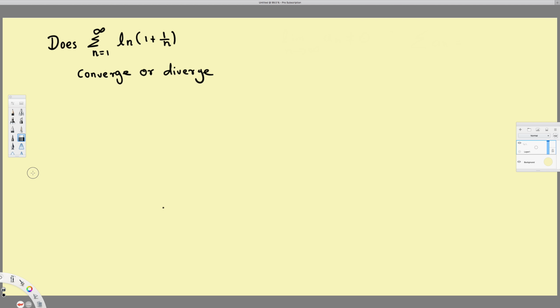Hey guys, let's do this problem right here. The question is asking whether this series converges or diverges. That's the question, so let's see how we can figure it out.